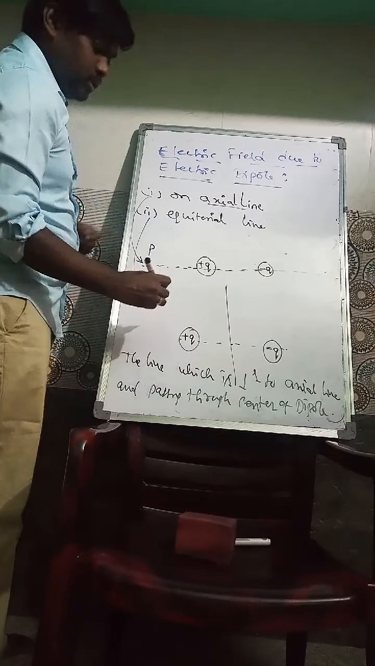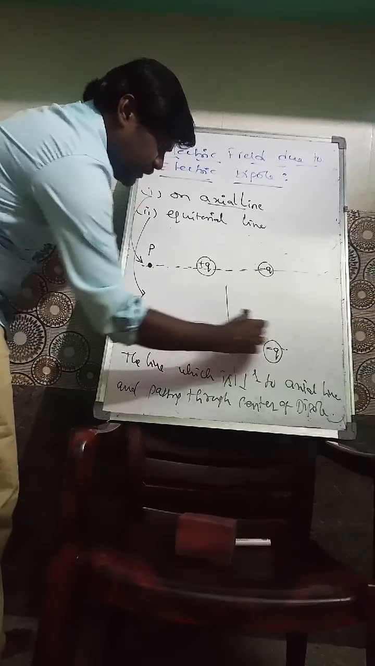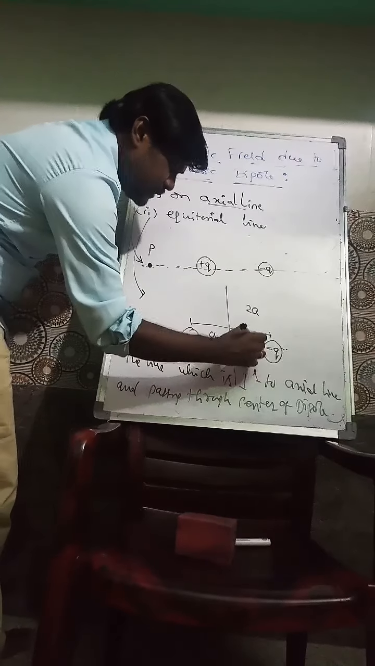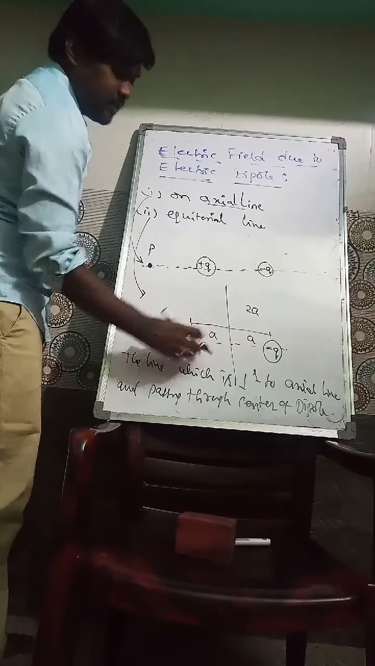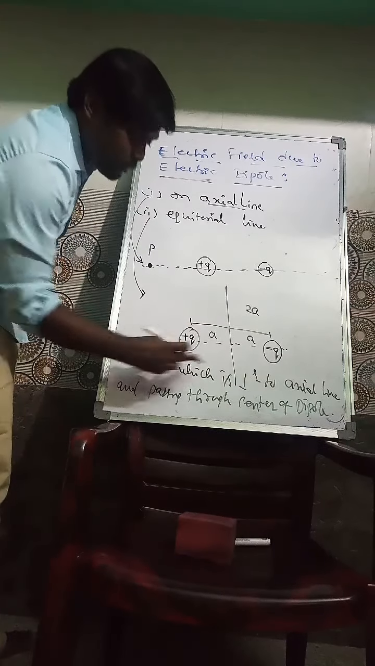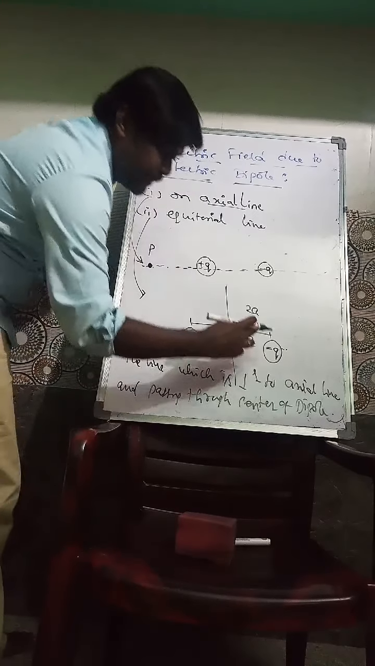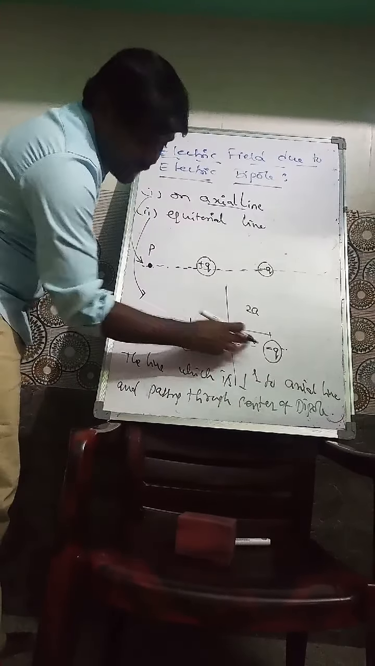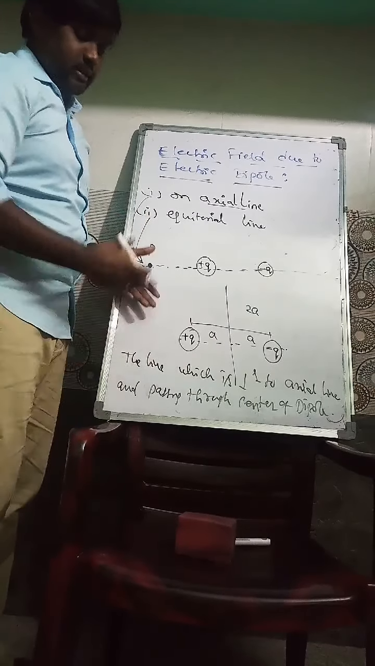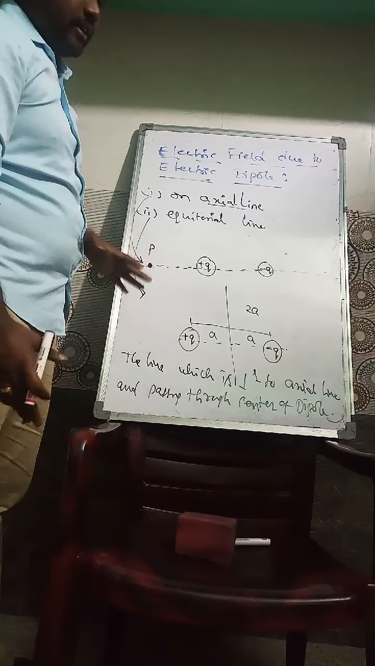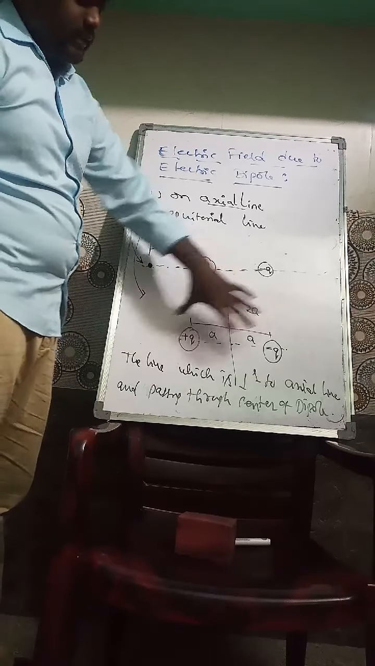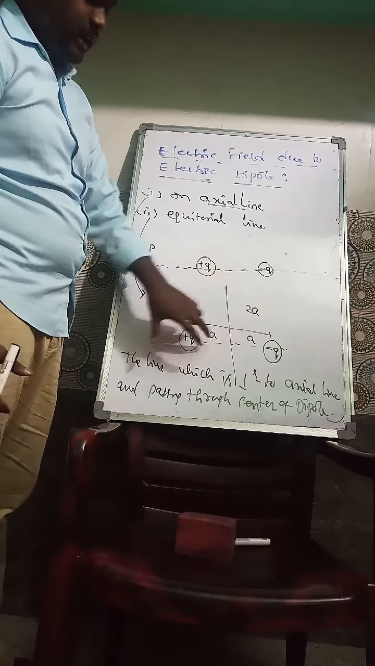Why am I taking 2a? Here I am explaining. This is a, and this is a. If we take the total length as a, this will be a by 2 and this will be a by 2, and in future we are going to use these lengths. It will be a little difficult to calculate expressions and derivations with a by 2. So to make the derivations simpler, I am taking the total length as 2a, and this is a, and this is a.